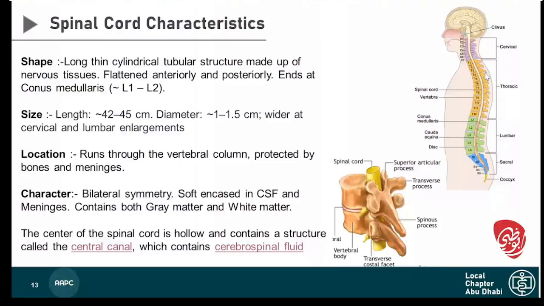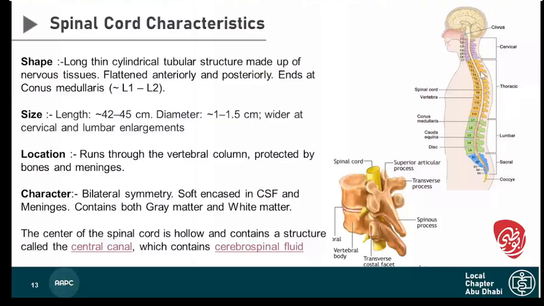The spinal cord ends at the L1 to L2 vertebrae, and the end point is known as the conus medullaris. After that, we have the cauda equina and then the filum terminale. This portion is known as the filum terminale, which acts as an anchor for the spinal cord. It attaches the spinal cord to the coccyx region. Okay, so this is the structure of the spinal cord.